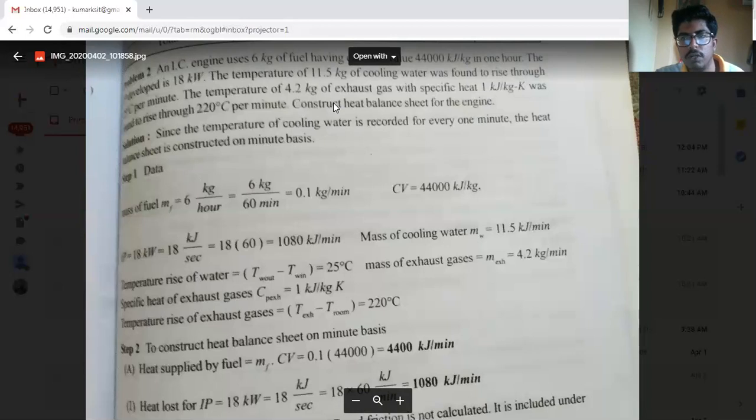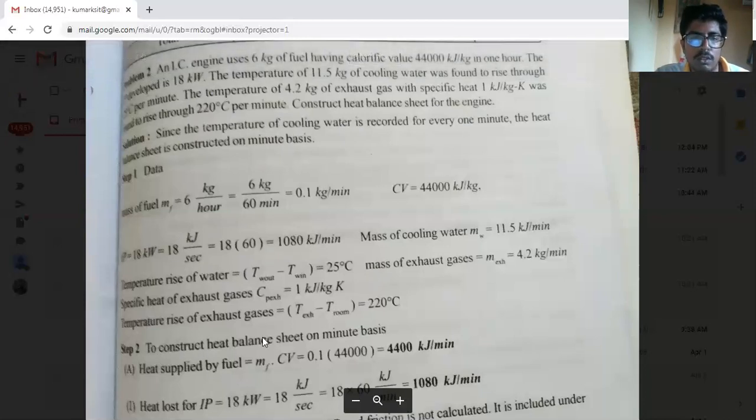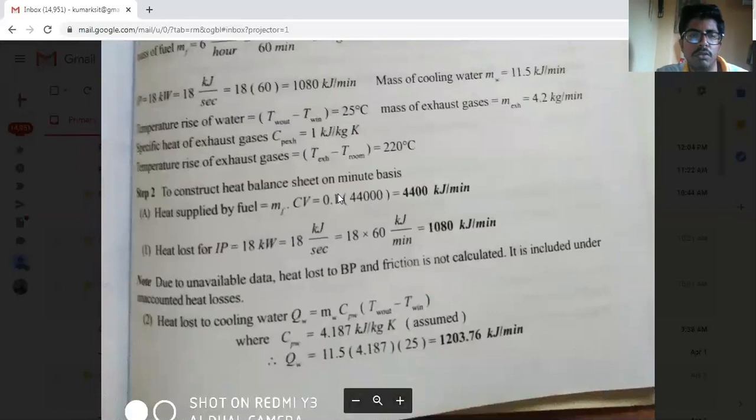They have not specified either in kilojoule per minute or kilojoule per second or kilojoule per hour, but in the problem they have given directly the mass of water in kg per minute and mass of gas in kg per minute. So based on that, we have to prepare the heat balance sheet on kilojoule per minute basis. Now step 2 is to construct heat balance sheet on minute basis.